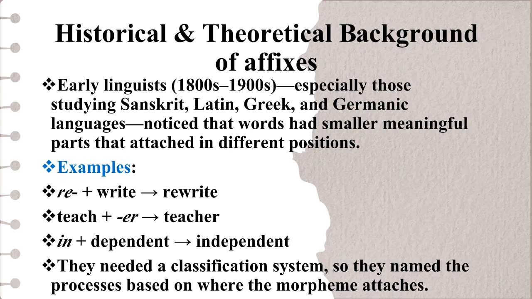For example, they observed that the word rewrite has a smaller part which comes at the beginning of the word and changes its meaning. Re plus write equals rewrite. And in the word teacher, a smaller part came at the end of the word and changed its grammatical category. Teach plus -er equals teacher. Likewise, independent. It dawned on them that they needed a classification system, so they could name these small parts of words appearing at different positions in a word according to where the morpheme attaches.